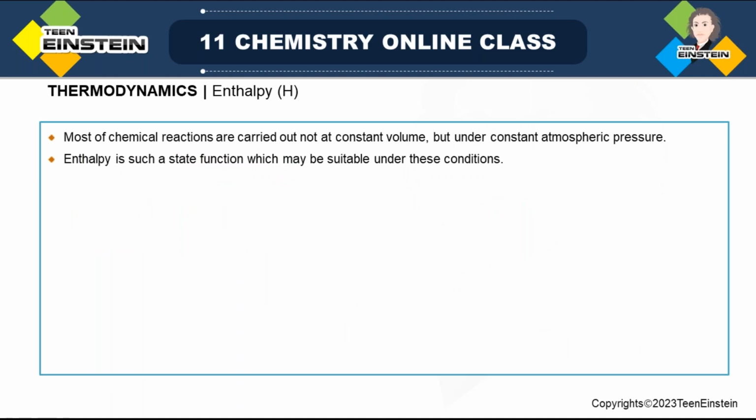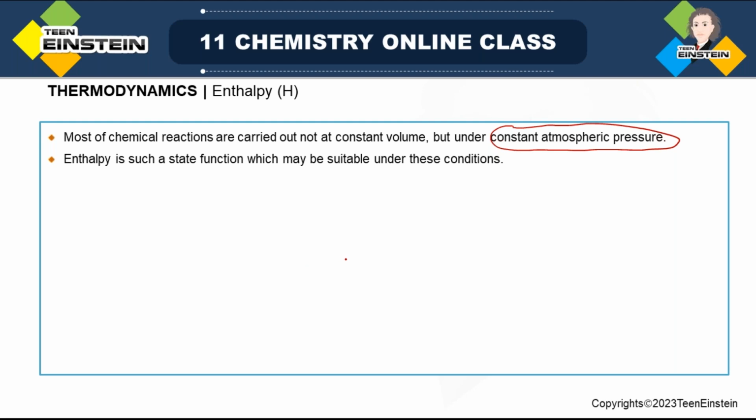Most chemical reactions are carried out not at constant volume, that we know. Okay. So two types of conditions we have seen. One is constant volume, another one is constant pressure. But when you consider chemical reactions, they mostly occur under constant pressure, constant atmospheric pressure, not constant volume.